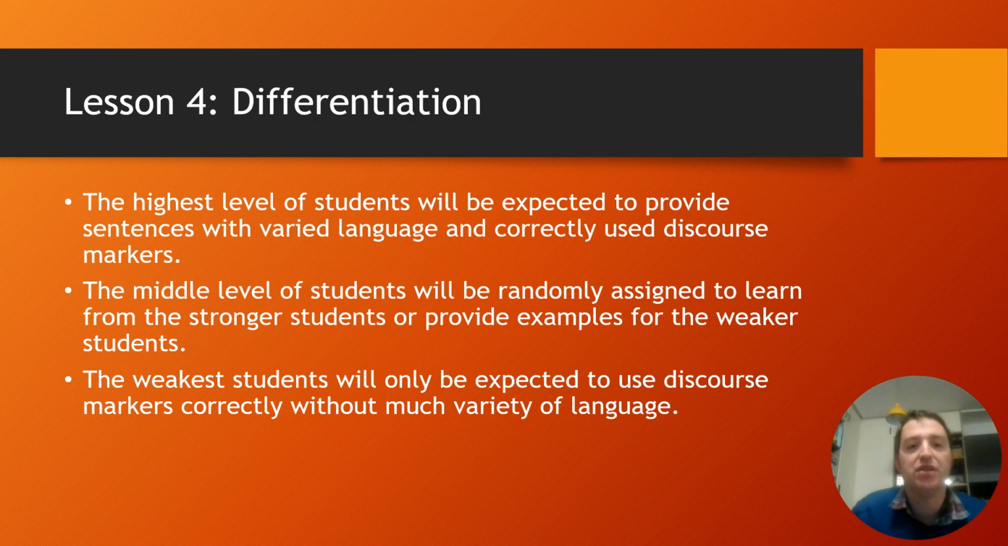Now, the middle students, my biggest group, depends how I feel about it, what's going on. But what I do is I randomly assign each middle level student to either learn from the stronger student and see more examples of really well done work, or they get randomly assigned to a weaker student and they can show the weaker students, hey, this is what I'm doing, and this is what you can be doing as well. So they're kind of in the middle. They're either learning or they're teaching, but either way, they're doing well.